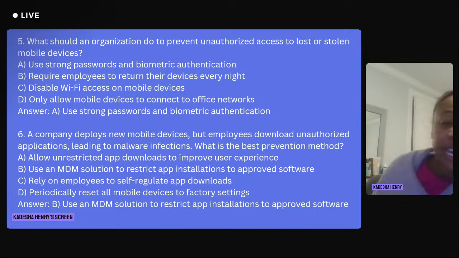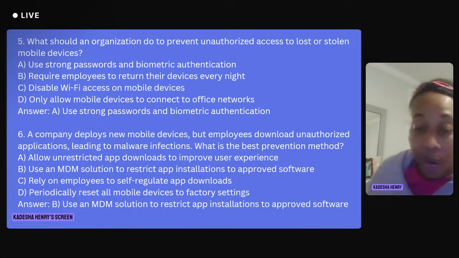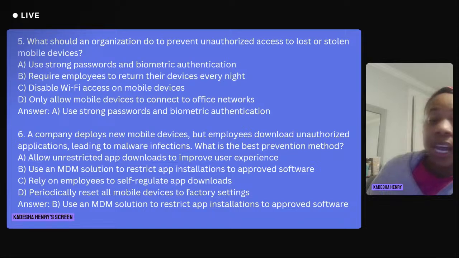So let's look at this. A, allow unrestricted app download to improve user experience. B, use an MDM solution to restrict app installation to approved software. C, rely on employees to self-regulate app download. D, periodically reset all mobile devices to factory, because by the time you periodically do that, malware would have taken over your entire system. You cannot allow employees to self-regulate on your device with your sensitive information.